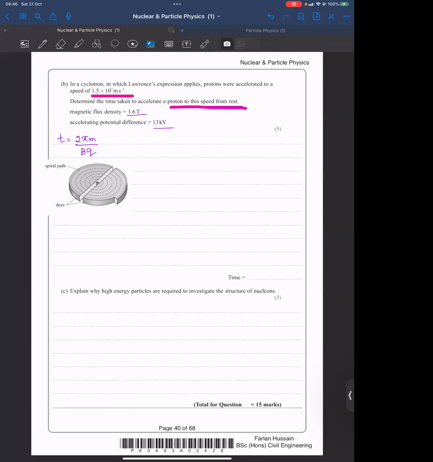What are they saying? In a cyclotron in which Lorentz's expression applies, protons were accelerated to a speed of 1.5 into 10 to the power 7 meters per second. Did you get the answer? You have a final answer. What is your final answer?